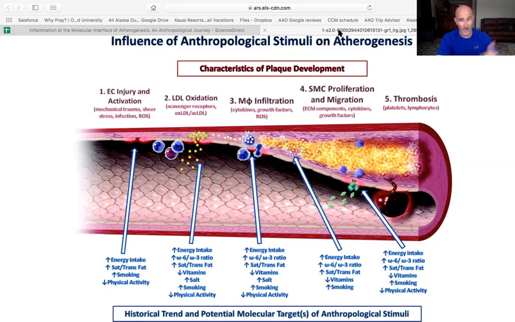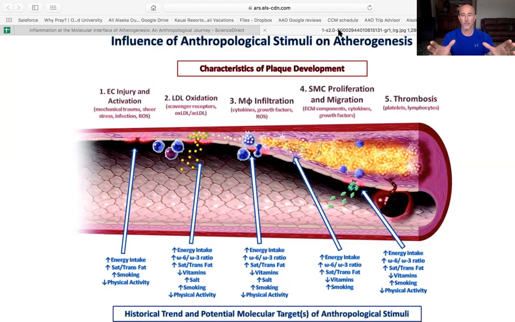So let's figure it out, okay? Decrease energy intake, improve your inflammatory balance through a high omega-3 to omega-6 ratio. That's all nutrition. Watch the saturated fat and trans fat intake. Eat a healthy diet, maybe supplement. That's going to be the last thing I talk about, but I think supplements are important. Definitely don't smoke, and get that physical activity up.